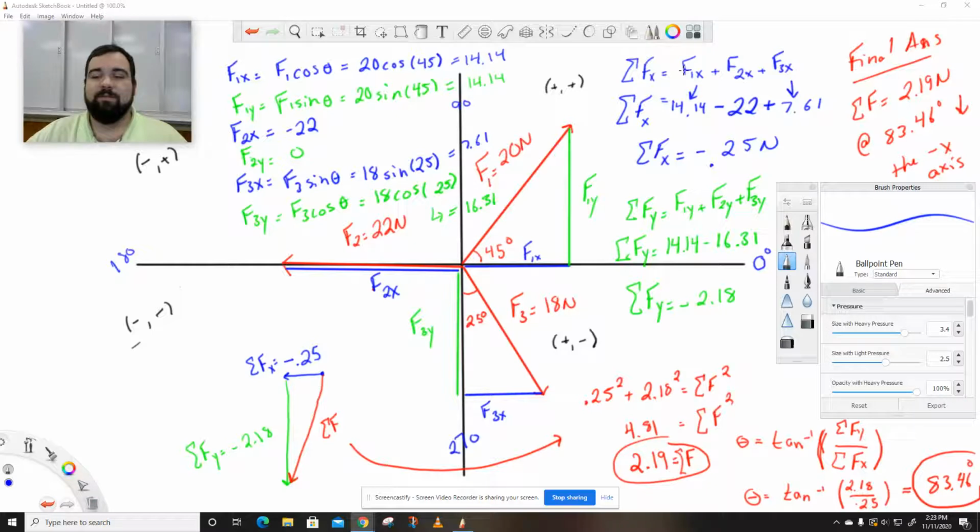So to get the answer, this net force is down here and to the left. So the answer would be 180 plus 83.46, so 263.46 degrees. So that could be an answer as well. 2.19 newtons at 263.46 degrees is the net force. Both are viable. It's up to you which one you want to do. Just make sure you specify which one it is when you provide your answer.